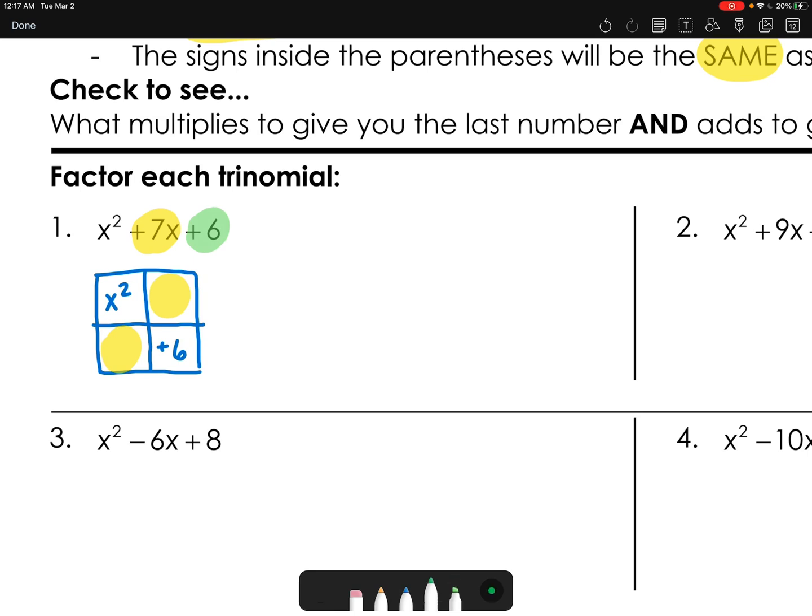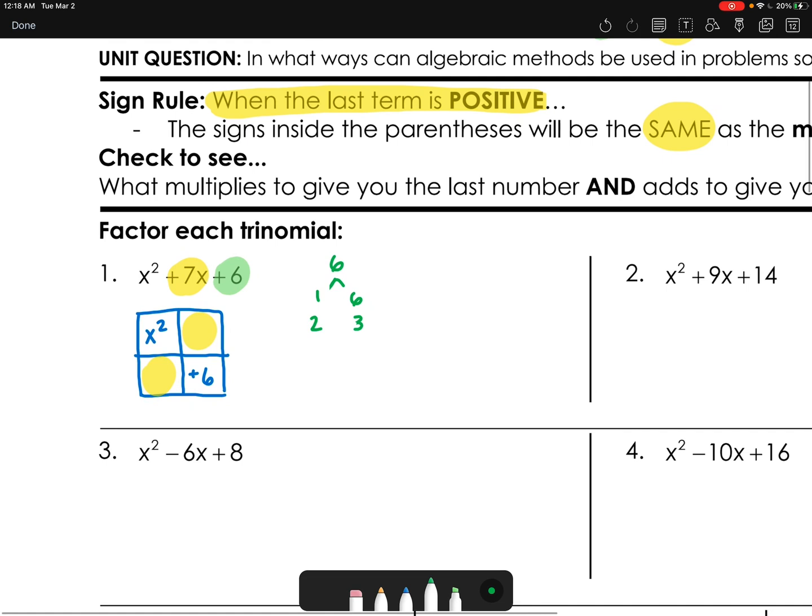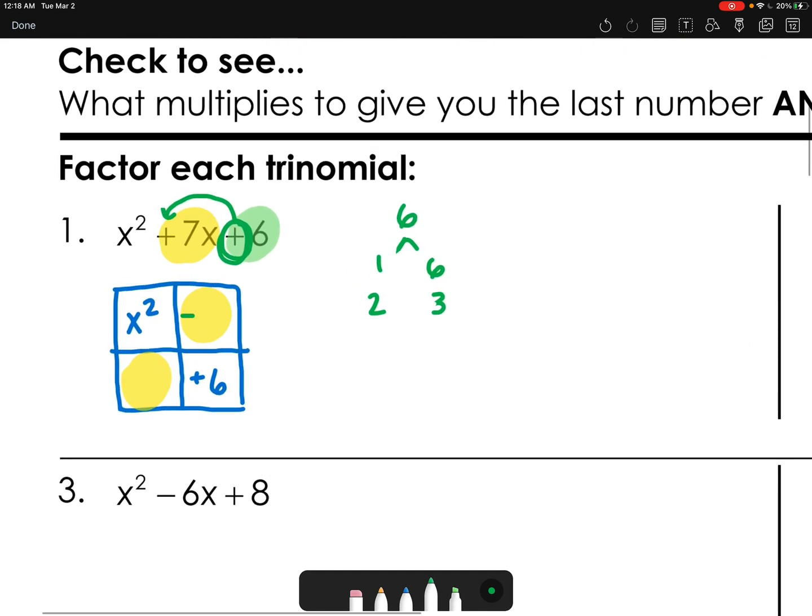Okay, so I need to think of numbers that multiply to give me 6 that would add to give me 7. So let me think of the factors of 6. Well, I have 1 and 6 and 2 and 3. And what this sign rule at the top is saying is that if this sign is positive, your factors are going to match this sign in the middle. Okay, so let me tell you what I mean by that. Both of these signs right here are going to be positive, okay?